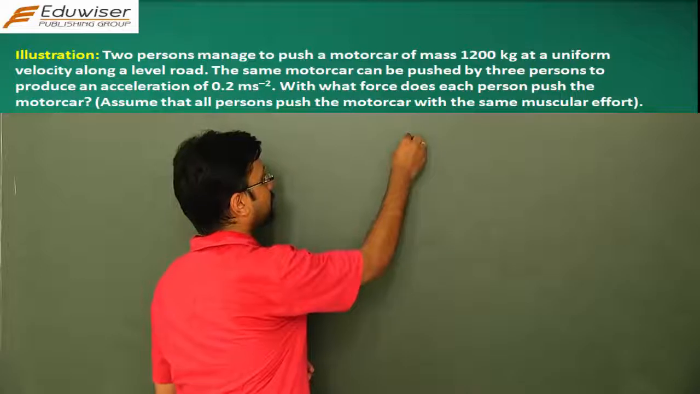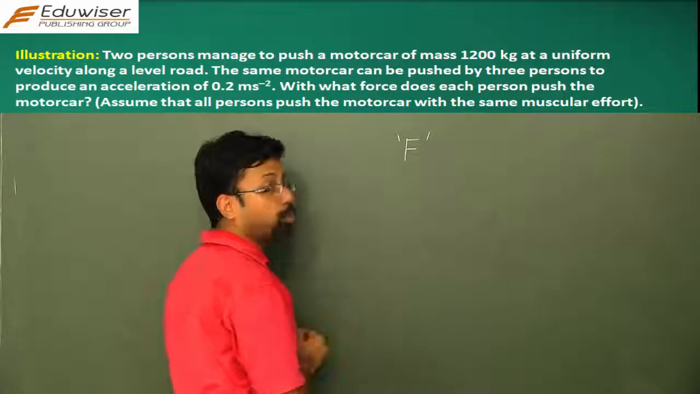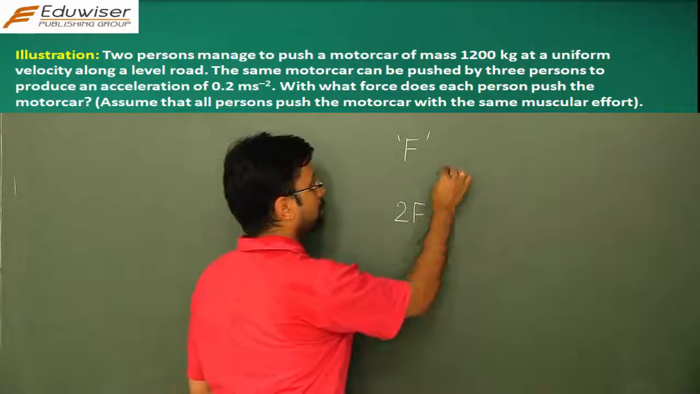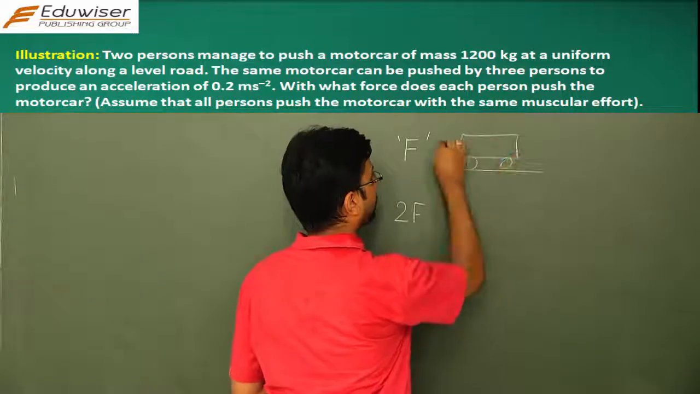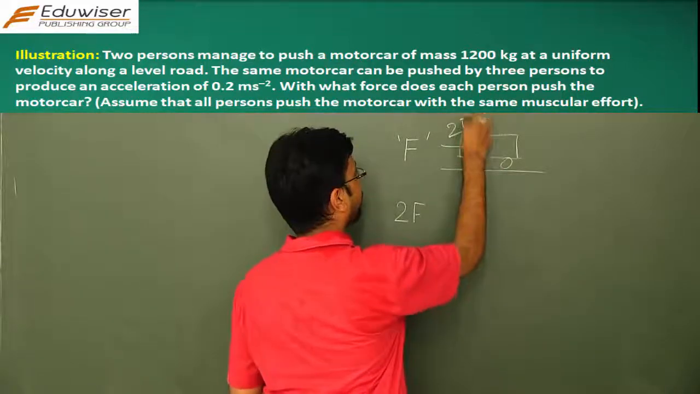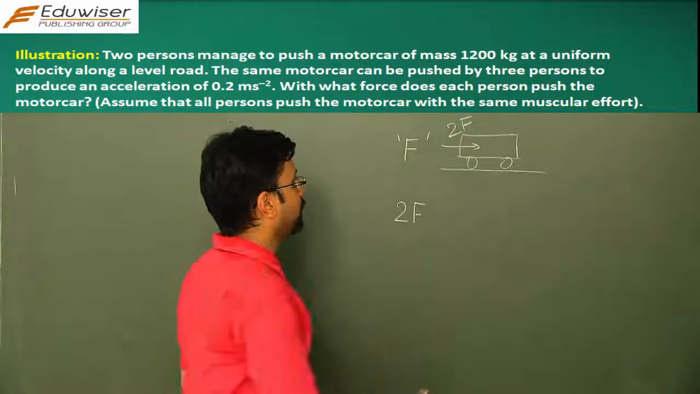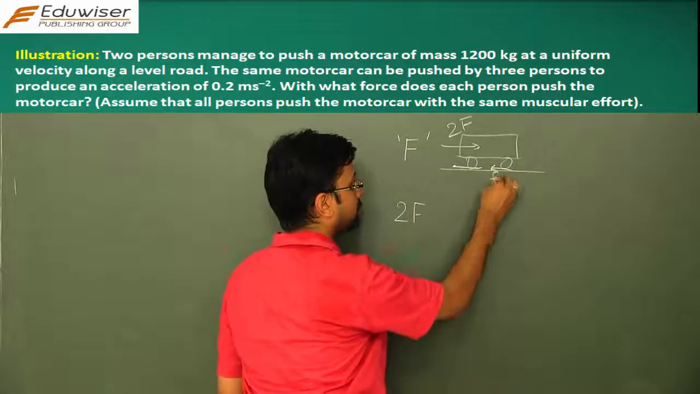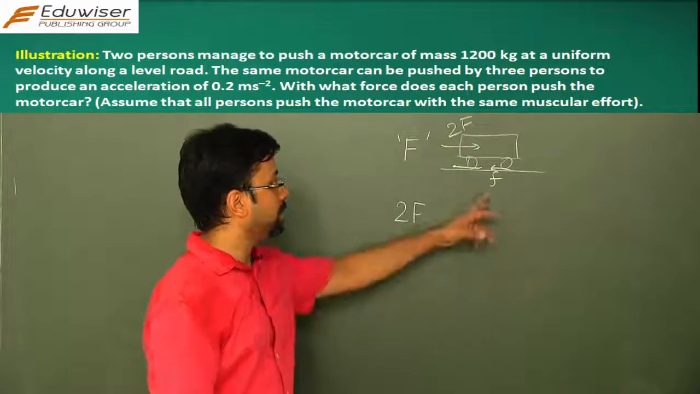So let the force applied by each individual be F. Since there are two people pushing the car, the total force that will be applied on the car would be 2F. F and F. Two people will be together pushing it with 2F. There will be a frictional force that will be acting backward. Let it be f. The total frictional force acting on the body will be f.